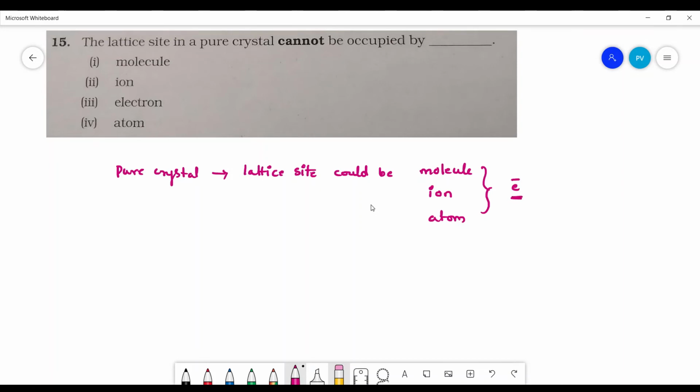For example, I can say diamond is a crystalline form and it does not have free electrons. It cannot have free electrons. But graphite is amorphous. It has a free electron, right? So it could not be an electron. So the answer is the third option.